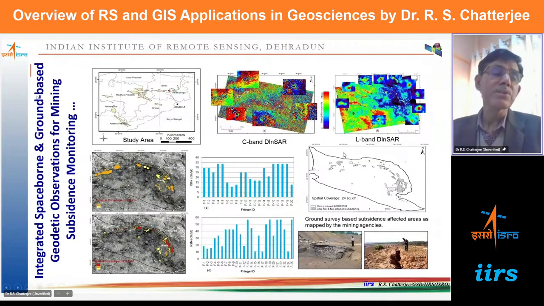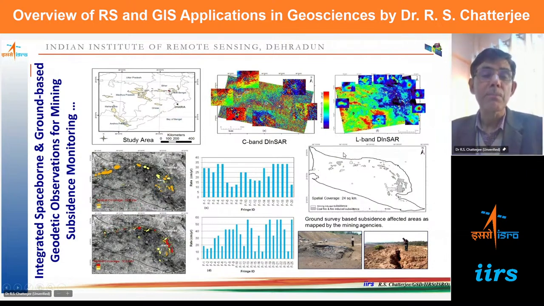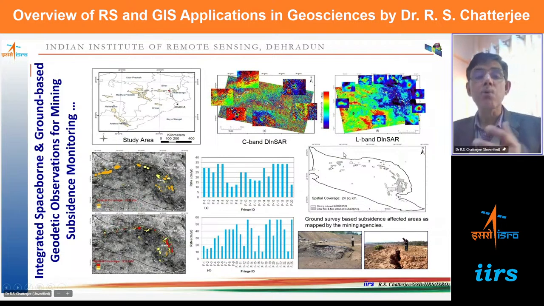Now coming to integrated spaceborne and ground-based geodetic observation for mining hazard like mining subsidence. Thermal we have already discussed. Now mining subsidence. Now you see, the coal fields. In India there are Gondwana coal fields. 54 prominent Gondwana coal fields are there, and Jharia coal field is one of the 54, but the most important coal field. Why? It is the location of the prime coking coal, very high quality coking coal. It's the only such coal field in India. But at the same time, it is the worst affected coal field in the country.